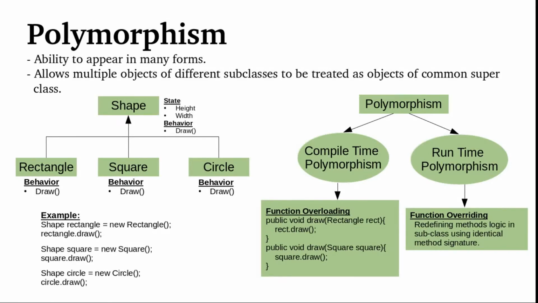Let's see an example. In the picture on your left, if a variable of type shape is created, it can refer to any of its subclass, that is either rectangle, square or circle. The code representation is also there as an example. So the shape knows that there is a class named rectangle at compile time, but how it would behave when the method draw is called would be known only at runtime.